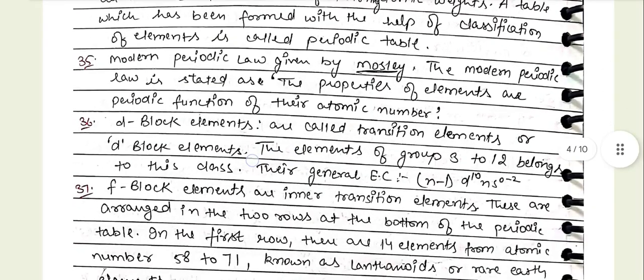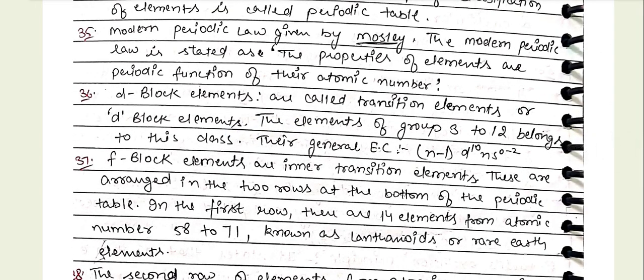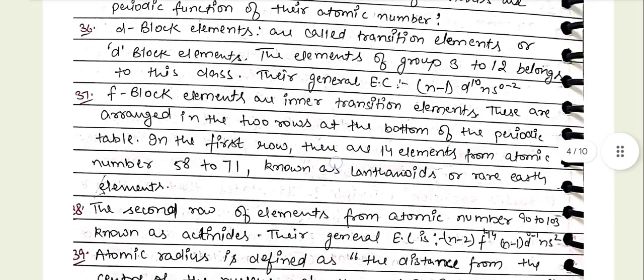D block elements are called transition elements. The elements of group 3 to group 12 belong to this class, and their general electronic configuration is (n-1)d1 to 10 ns0 to 2. F block elements are inner transition elements.